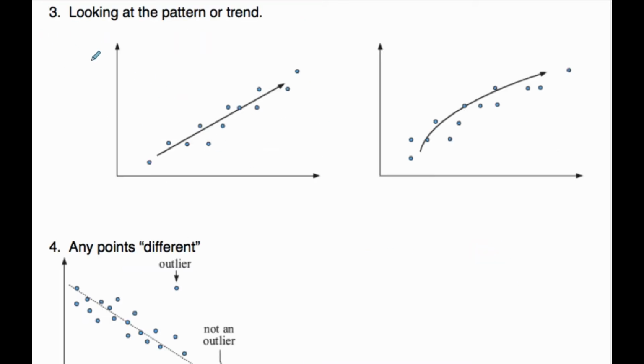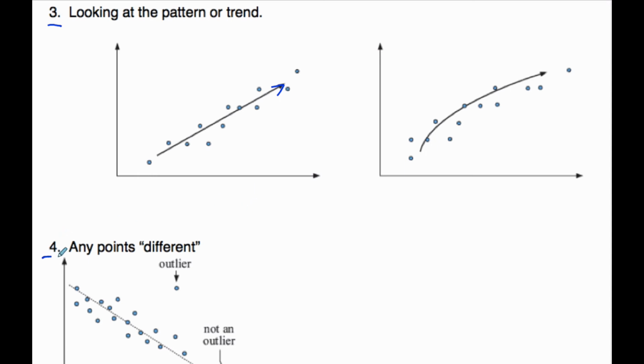And then the next thing we look at is the trend or pattern. Well, this is a linear trend. This is a non-linear trend. There's a definite bend in it. And so when we're doing regression analysis, looking at scatter plots, we look at the trend. Regression implies linear regression. We're looking for linear trends.